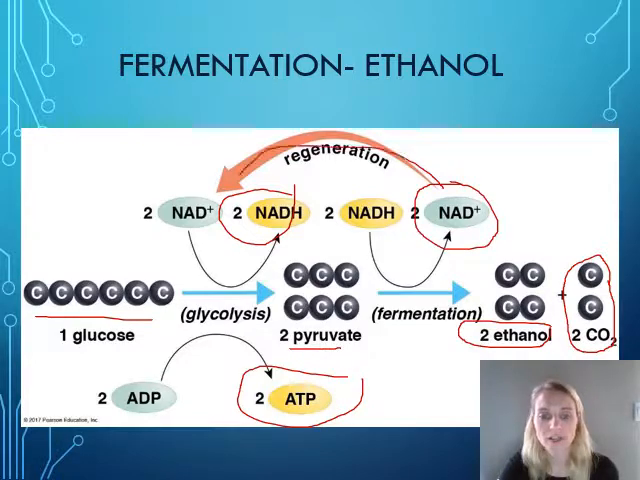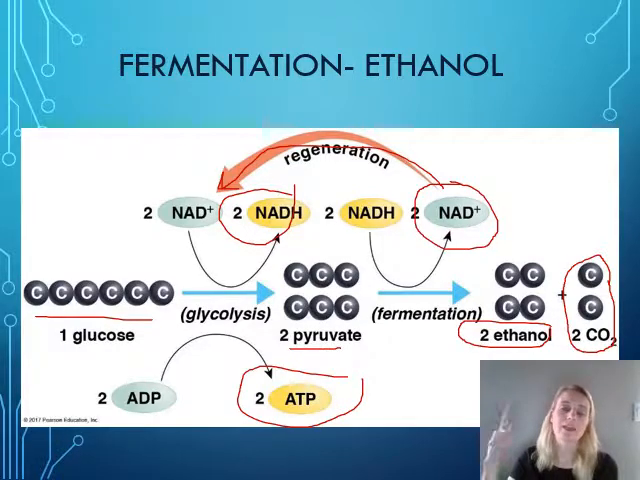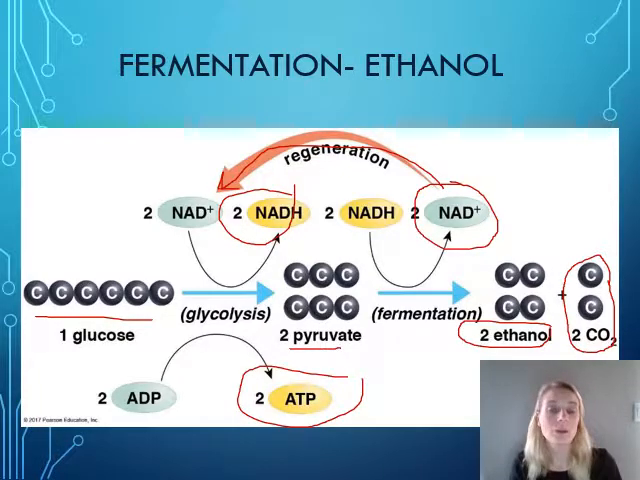We're regenerating that to go back and keep glycolysis going, because that's the only source of ATP for these organisms. And it's okay, because most of these lactic acid fermenters or ethanol fermenters are single cell. They're not going to be burning millions and millions of ATPs per second. They can just survive on the 2 ATPs per glucose.